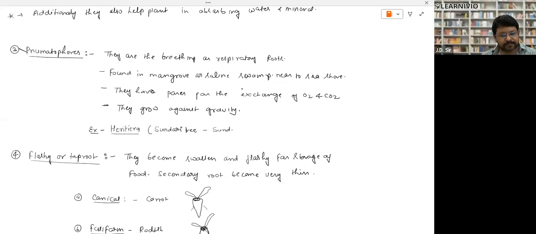Sundarban Delta, named after it, right? I have written it over there, and this is the question which has been asked. Fine. So Heritiera or Sundari tree, it is a type of what? It is a type of what? Can you tell me?